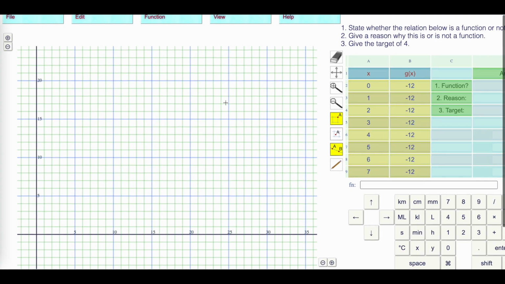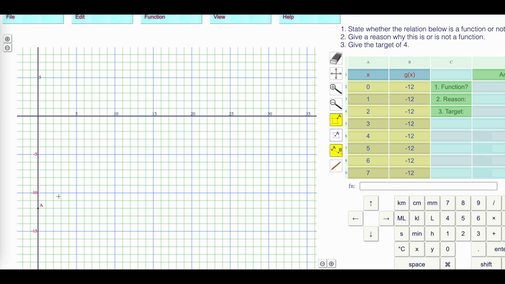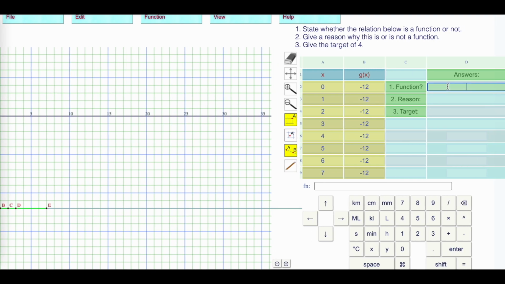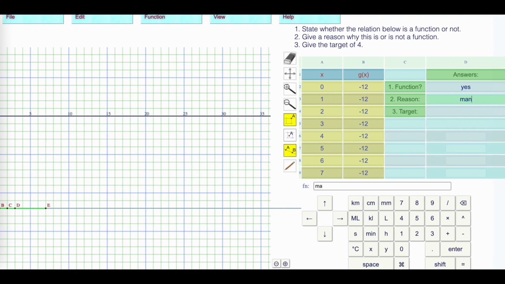Is this a function? When x is 0, y is -12. Right there. When x is 1, y is -12, and so on. Okay, you don't have to graph all of these. I'm just going to cut to the chase and get to the 7, and it's a straight line. It passes the vertical line test. If you draw a line through this vertically, it only crosses through 1. So is it a function? Yes. The reason, there are many different x's for one y, so it's many to 1. And the target of 4, here's 4, its target is -12.